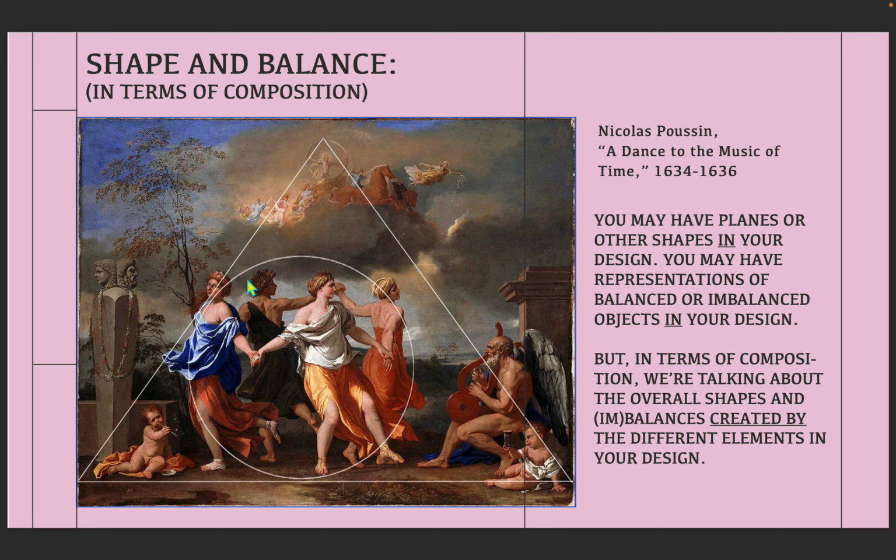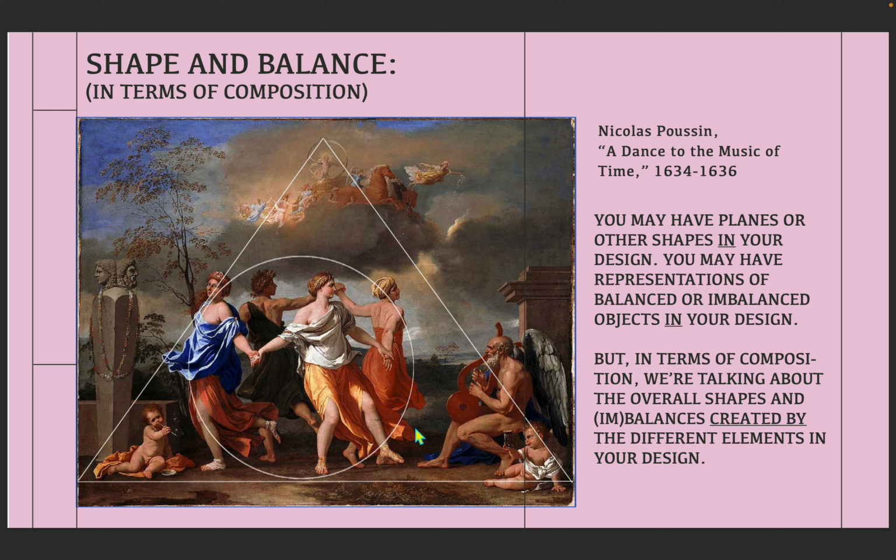And then also, if you go around the boundary of this dancing circle of figures, you get a kind of circular composition as your eye moves from her face, down her body and leg, across the feet of the dancers, up the front of this dancer, and then over their head. So we have a circular composition within a triangular composition.